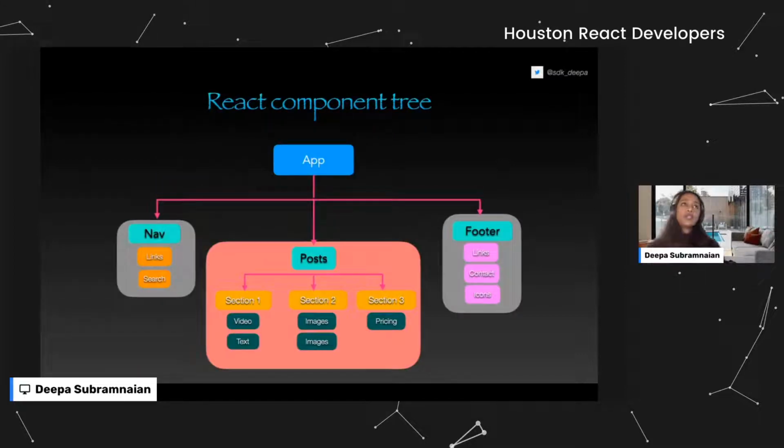So just to give you a visual of a React component tree, here are 3 components: one is nav, post, and then footer. Post contains 3 other components, and so on and so forth.